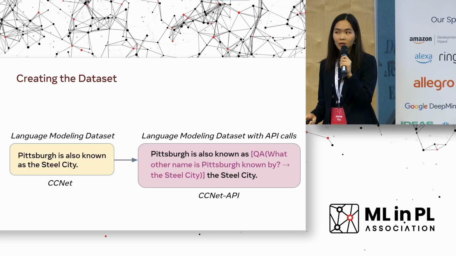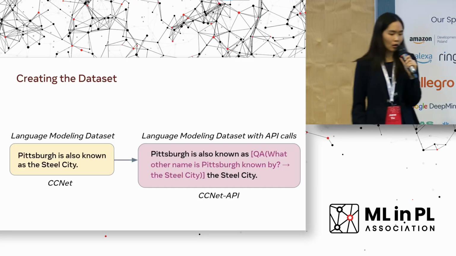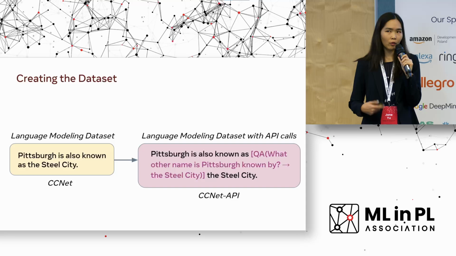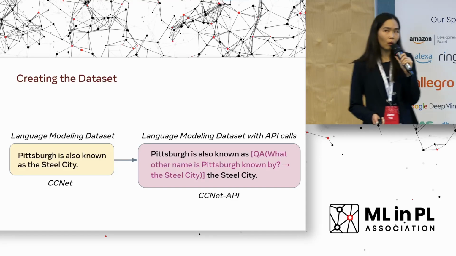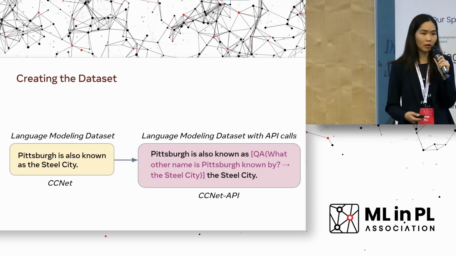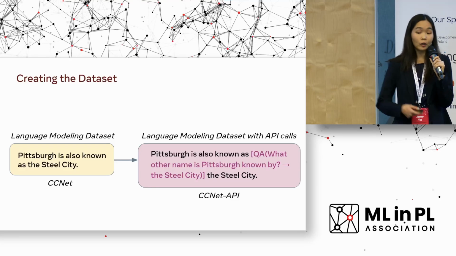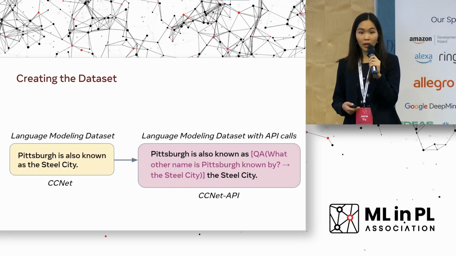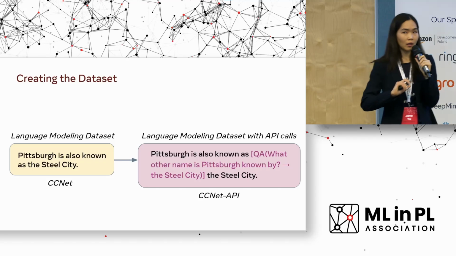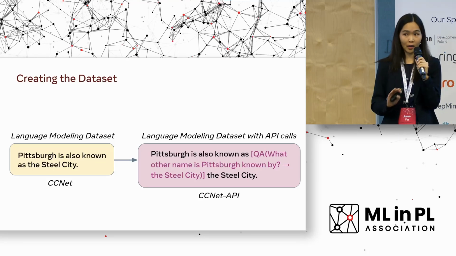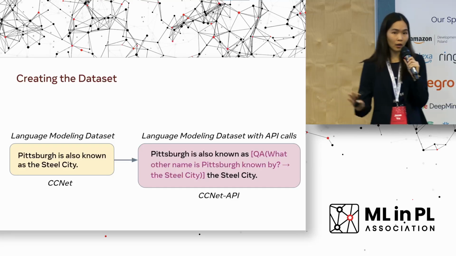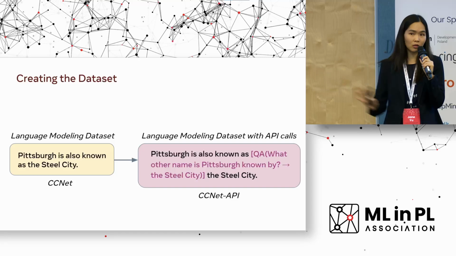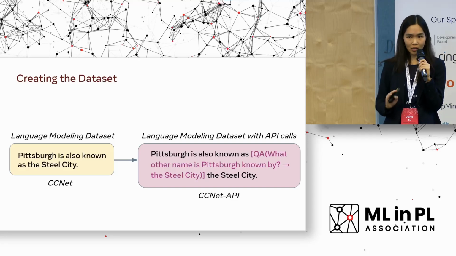We're going to refer to that as CCNet API. And now you may be wondering, why are we using this standard language modeling data set? Can we use any data set? Well, we decided to start off with this language modeling data set because even though we want to imbue the model with this capability of using tools and knowing how to use tools, we don't want to disrupt any of the core language modeling capabilities that it may already have. And in using a data set that it's been pre-trained on, or it's seen before, or something similar to what it's seen before, we can minimize this risk as much as possible.